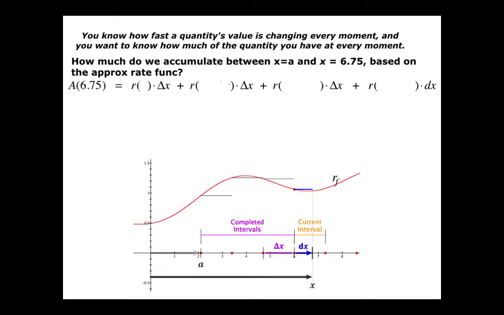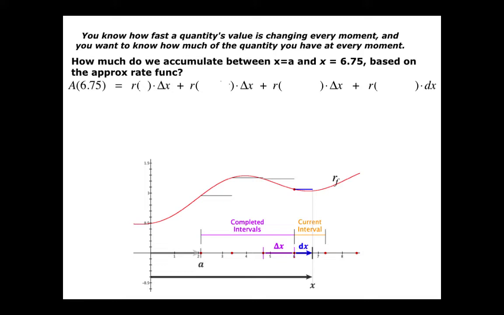If you can see these red dots a little bit, we're starting at a equals 2, or a equals whatever that is. I guess it's a little bit past 2. But you can see there's 1 full interval, 2 full intervals, 3 full intervals that are delta x wide, and then 1 leftover piece.